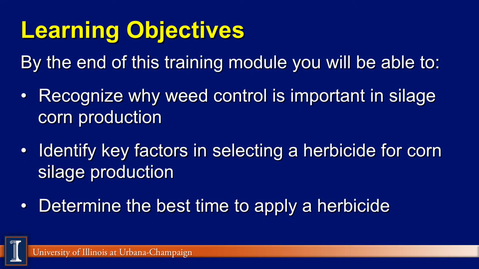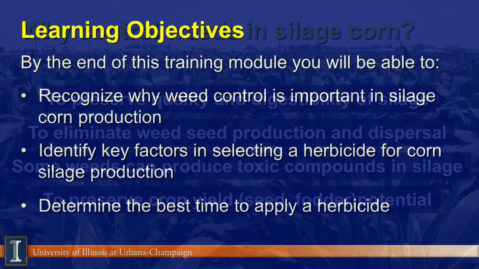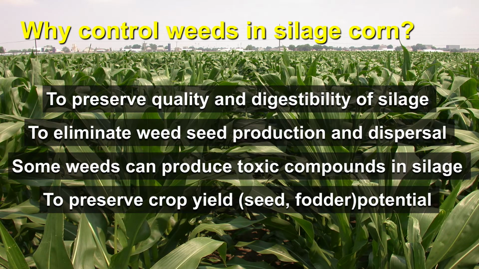What we hope to accomplish through today's learning objectives would be to, number one, recognize why weed control is so important in the production of silage corn. Number two, we will identify some of the key factors that go into selecting a herbicide program for use in silage corn production. And then finally, visit the topic about how to determine the best time to apply a particular herbicide. So the first question that we'll ask is, why do we actually control weeds in silage corn?